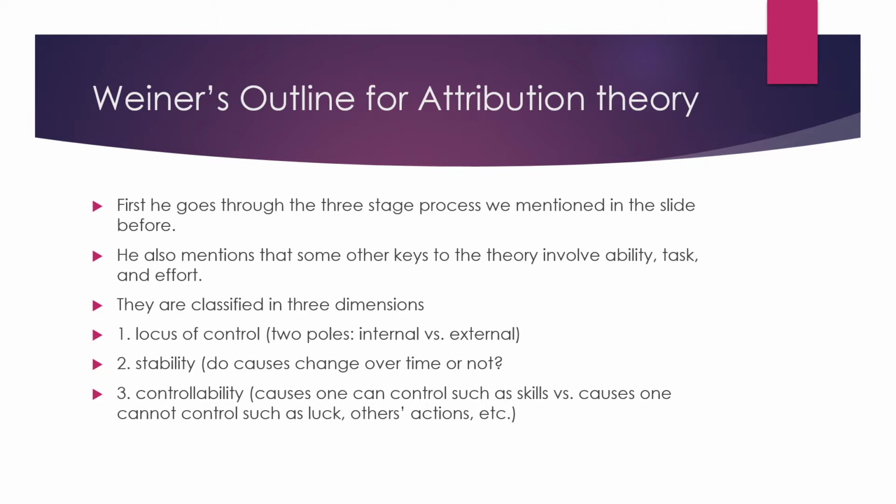And now they're classified in three dimensions. One is the locus of control, internal or external. Is it happening because of something external, or is it internal, something happening that a person can't control inside their body? Stability: do causes change over time or not? Controllability: causes one can control, such as skills, versus causes one cannot control, such as luck and others' actions.